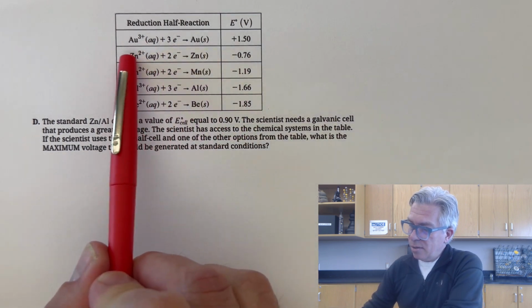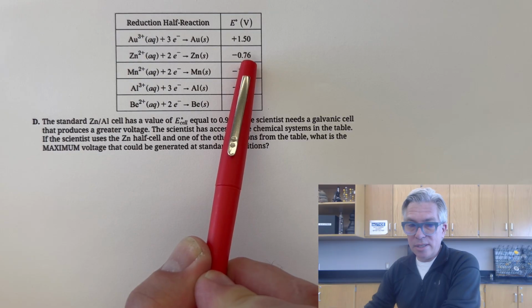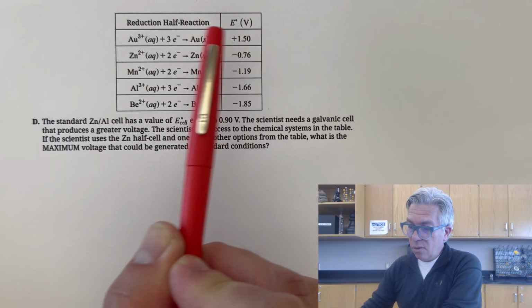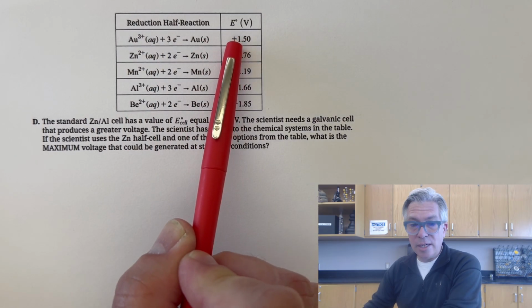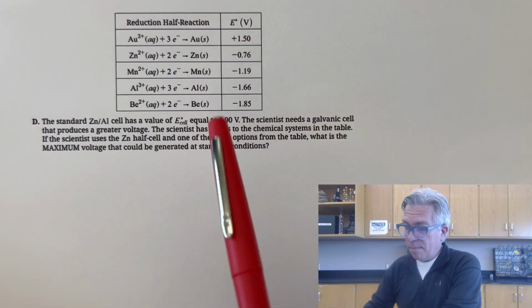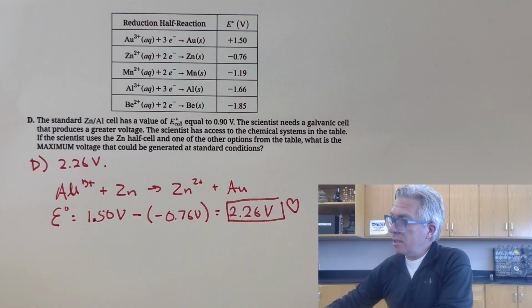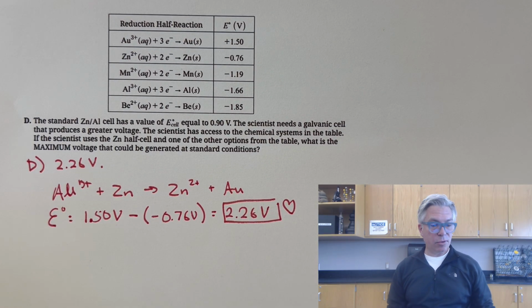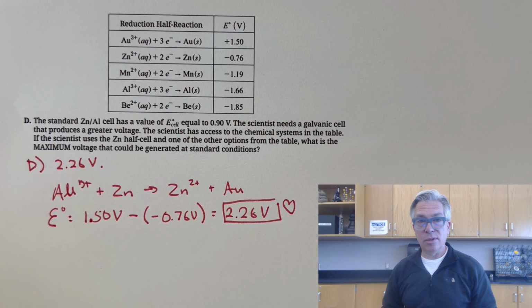Because if this is the anode, this will get reversed to a positive 0.76 volts. And if I match that up with the gold electrode, which already produces a positive 1.5 volts, and add those two up, I will actually get a voltage for that cell of 2.26 volts, which is the highest voltage out of any of the combinations that you can get there that include zinc. So that was a little tricky.